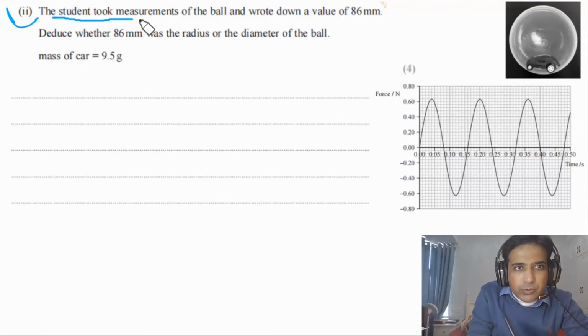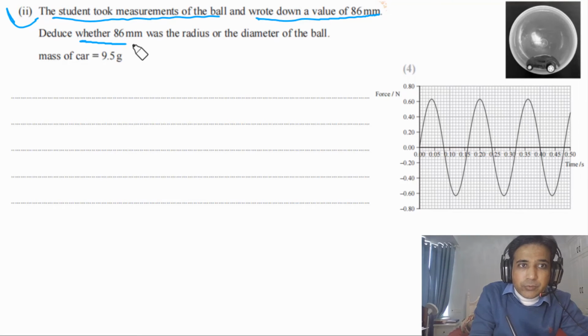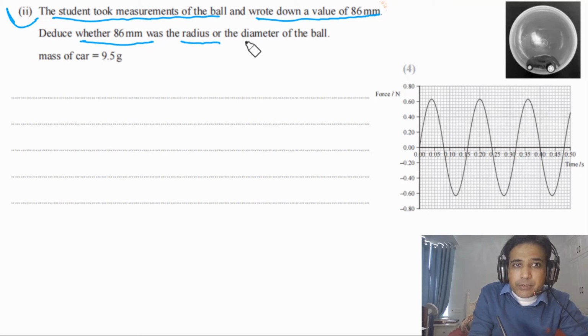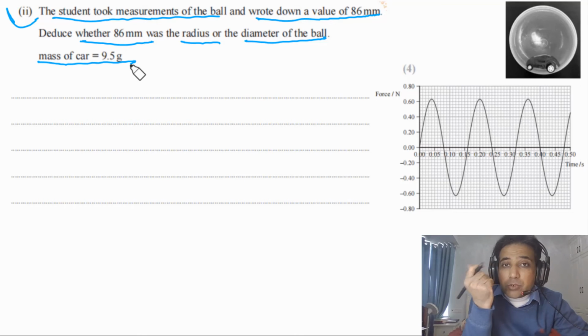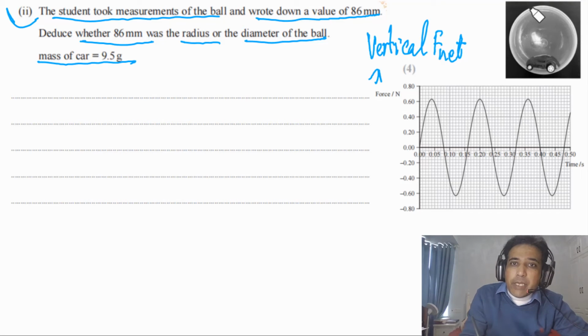Second part says the student took measurements of the ball and wrote down a value of 86 millimeters. Deduce whether 86 millimeter was the radius or diameter of the ball. Mass of car is equal to 9.5 gram. In order to answer this question, first thing we need to understand, this force is vertical net force, we can say vertical F net, and vertical F net at this point is down, and here vertical F net is up, and this is the maximum value.